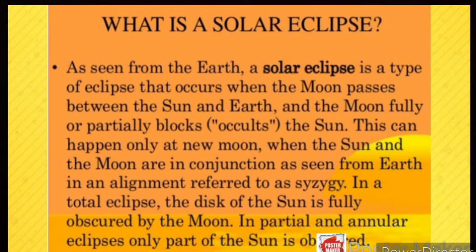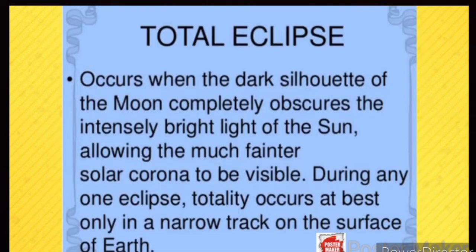In a total eclipse, the disk of the sun is fully obscured by the moon. In partial and annular eclipses, only part of the sun is obscured. Now in this we have total eclipse. Total eclipse occurs when the dark silhouette of the moon completely obscures the intensely bright light of the sun, allowing the much fainter solar corona to be visible. During any one eclipse, totality occurs at best only in a narrow tract of the surface of the earth.